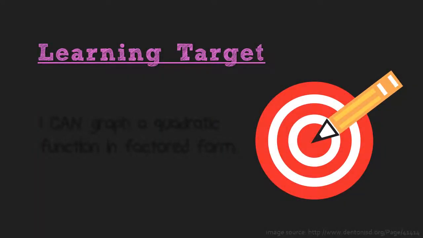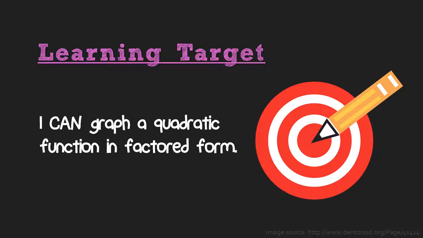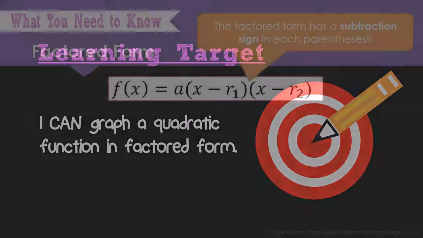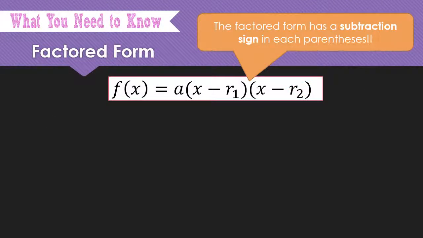Our learning target in this session is I can graph a quadratic function in factored form. So what do you need to know? This is an example of what factored form looks like. f of x equals a times the quantity of x minus r sub 1 times the quantity of x minus r sub 2. The factored form has a subtraction sign in each set of parentheses.